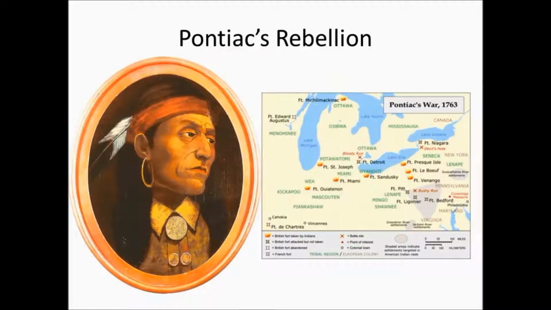And this is just a map to kind of give you an idea of exactly where Pontiac's rebellion took place. It was not a small rebellion. You can see that it took place in many different areas. And so he really truly was a force to be reckoned with. And the British people felt that they had to do something drastic to get rid of him. And again, it will be that horrible decision to give his tribe smallpox on purpose.